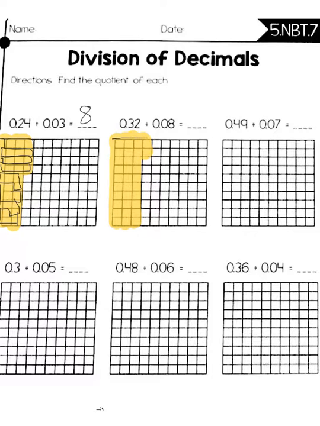So here is my first group. That's 8 hundredths. Here is my second group. My third group, 1, 2, 3, 4, 5, 6, 7, 8. And my last group. So I have 1, 2, 3, 4 groups of 8 hundredths. So 32 hundredths divided by 8 hundredths equals 4.